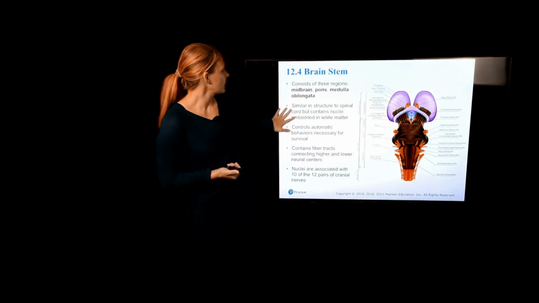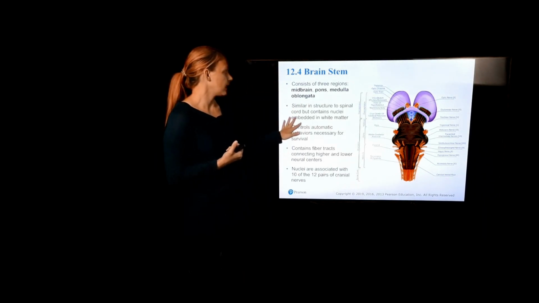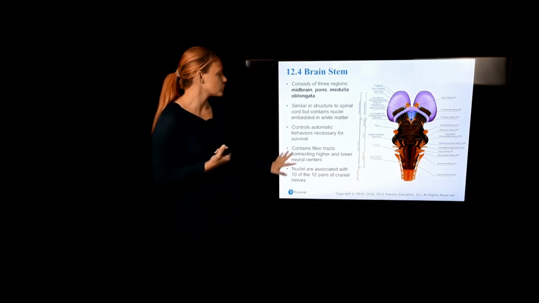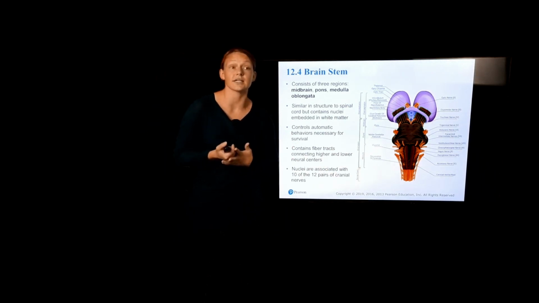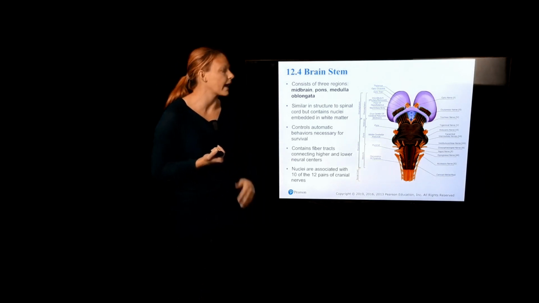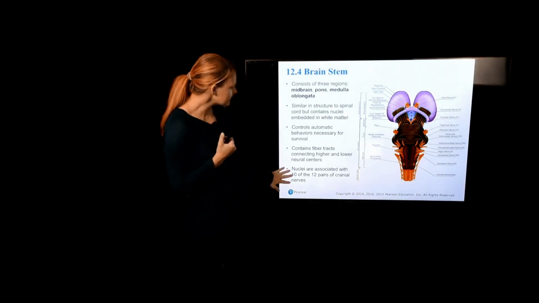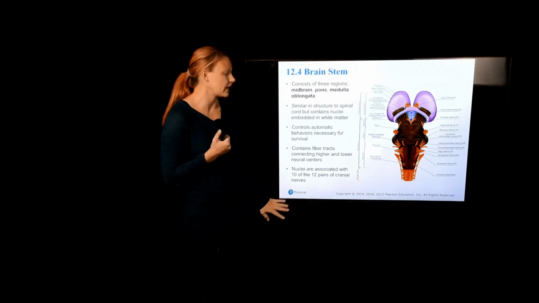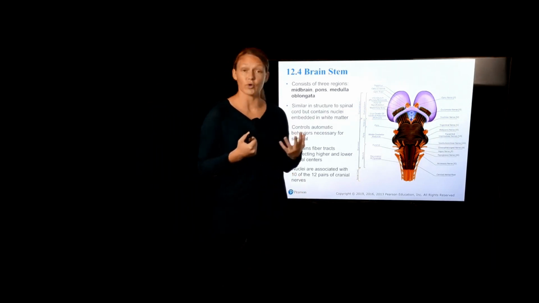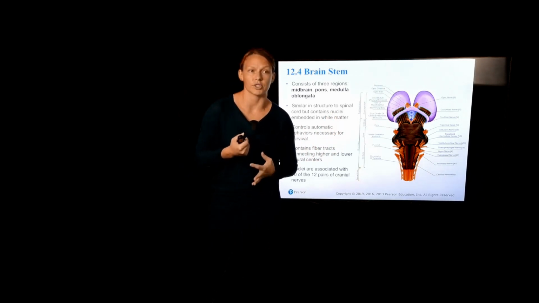So again, it's very similar in structure to the spinal cord. It contains nuclei embedded in white matter. It's going to control autonomic behaviors necessary for survival. It contains fiber tracts that are connecting the higher and lower neural centers, and we'll look at some of those tracts. And the nuclei are going to be associated with 10 out of the 12 pairs of cranial nerves. So the majority of those cranial nerves are going to associate with this brainstem portion.